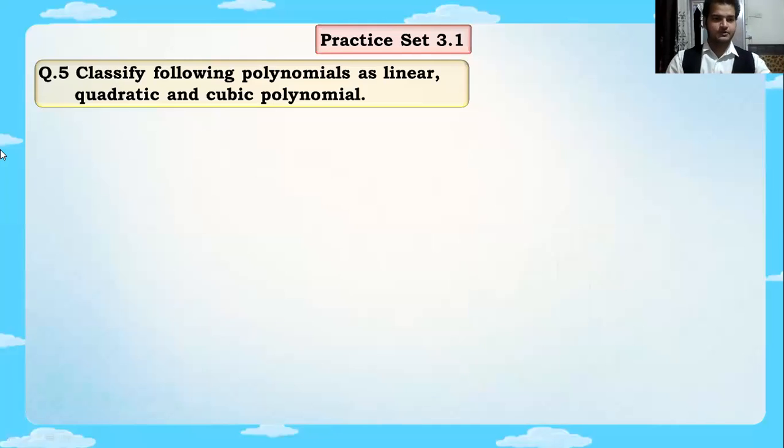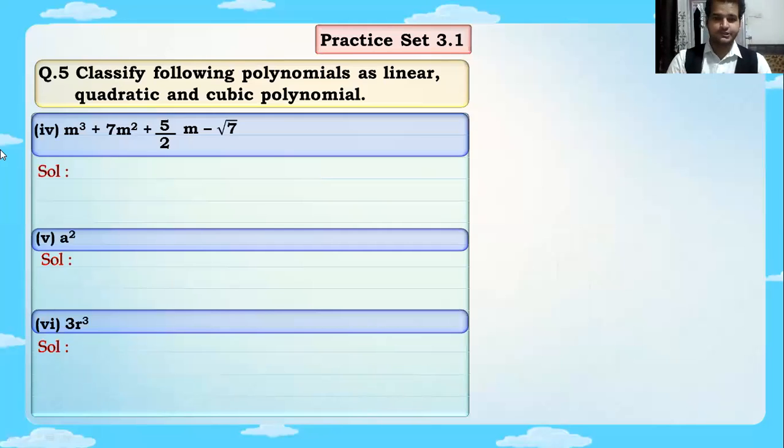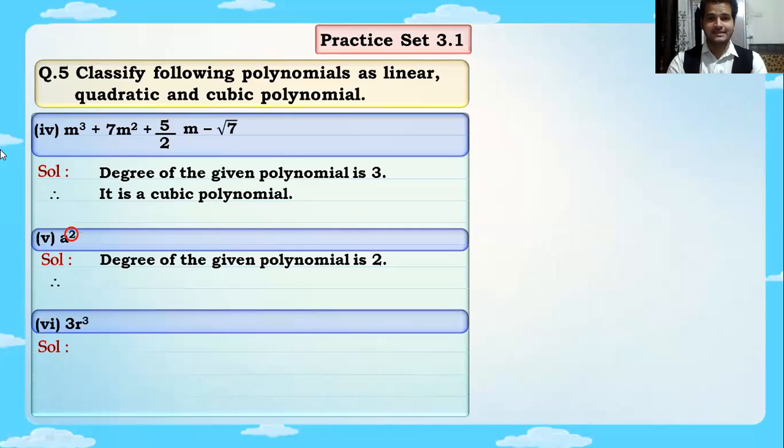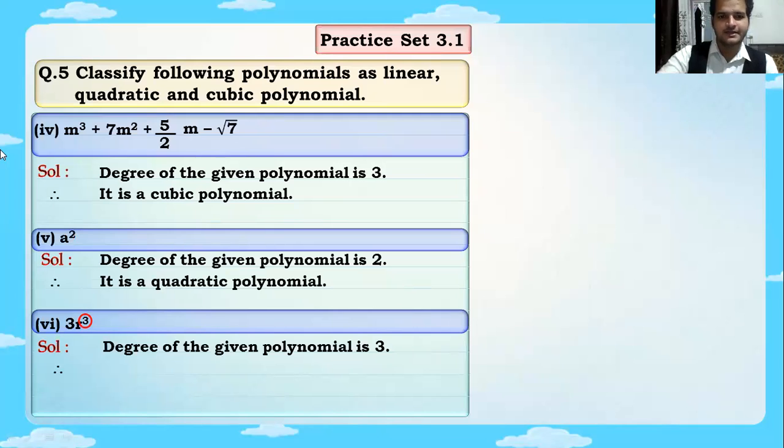So now we proceed to the next part. This we all will discuss with each other. In the fourth polynomial, students, what is the degree of the polynomial? Very good. It is 3. So that will be called a cubic polynomial. In the fifth example, a raised to 2. So 2 means quadratic. In the sixth example, r raised to 3 means a cubic polynomial, right?